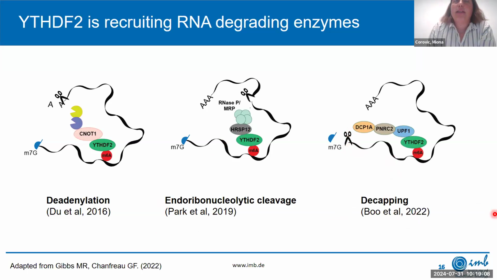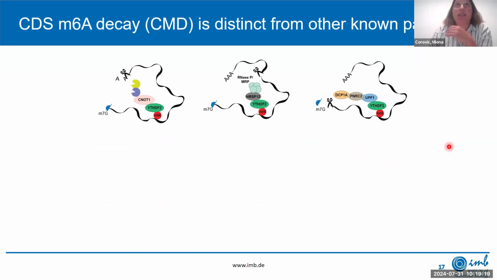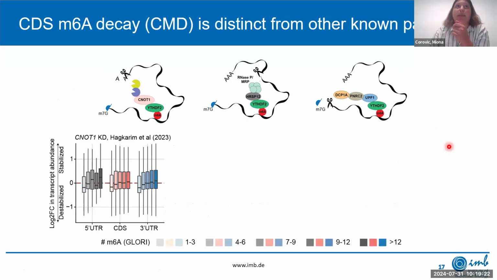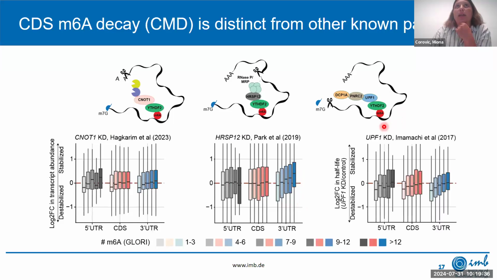And then we tried to find publicly available data sets for RNA-seq where all these proteins were depleted, either by knockdown or knockout in our cell line, and to see if in any of these data sets we would see the CDS-specific effect. And then when we looked into the effect of the CNOT1 knockdown, we could see that the effect exists in all 3 transcript regions. From the HRSP12 depletion, we can see only effect in 3' UTR, and similarly to CNOT1, with the UPF1 knockdown, we could see effect in all 3 transcript regions. So neither of these candidates seemed specific for our CDS mechanism.